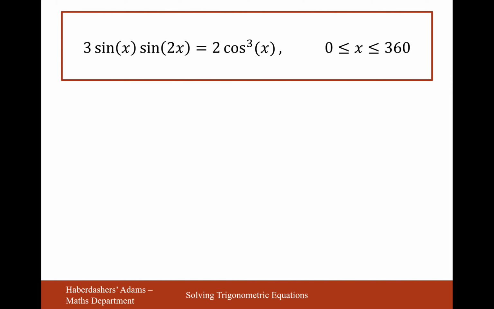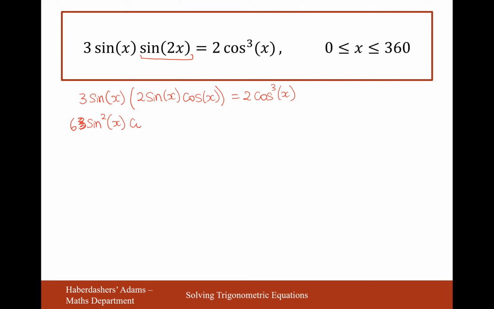Wow, okay, this is a difficult question. So we've got sine 2x. Now the only thing you can really do with this is turn it into its double angle identity. There's only one of these, so we don't necessarily need to choose. But that's what it's equal to. The next thing we'll do is we'll expand those brackets. So it would be 6. 3 will times by the 2, 6 sine squared x cos x equals 2 cos cubed x.